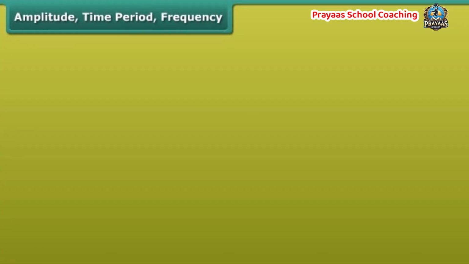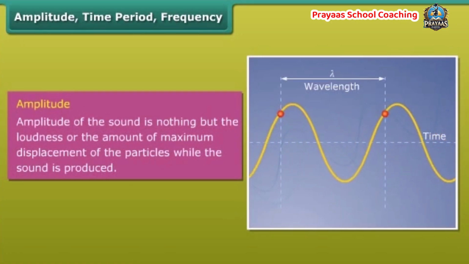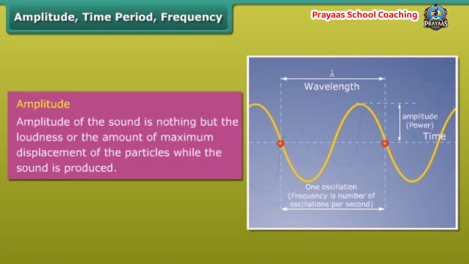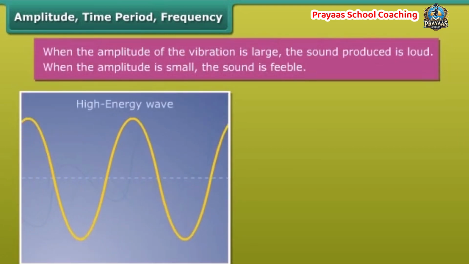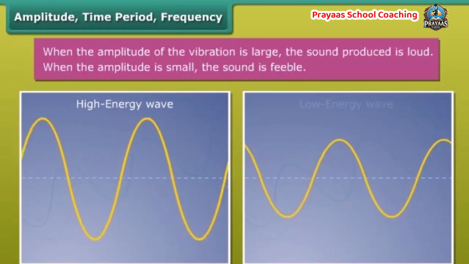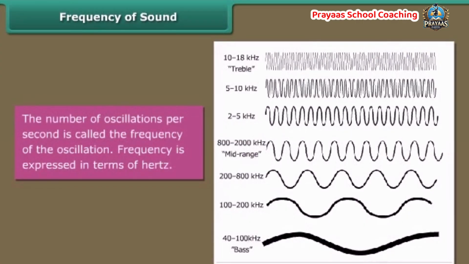Amplitude, time period, frequency. Amplitude. Amplitude of the sound is nothing but the loudness or the amount of maximum displacement of the particles while the sound is produced. When the amplitude of the vibration is large, the sound produced is loud. When the amplitude is small, the sound is feeble. Frequency of sound. The number of oscillations per second is called the frequency of the oscillation. Frequency is expressed in terms of hertz.